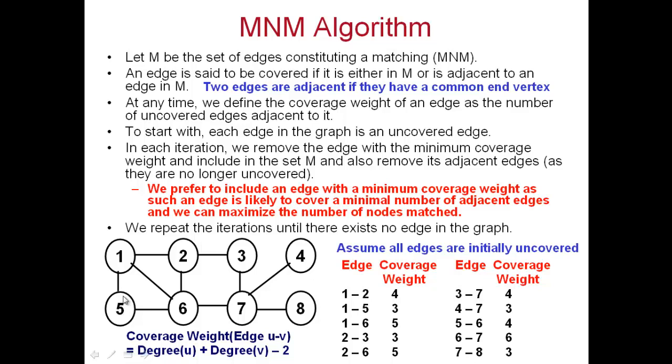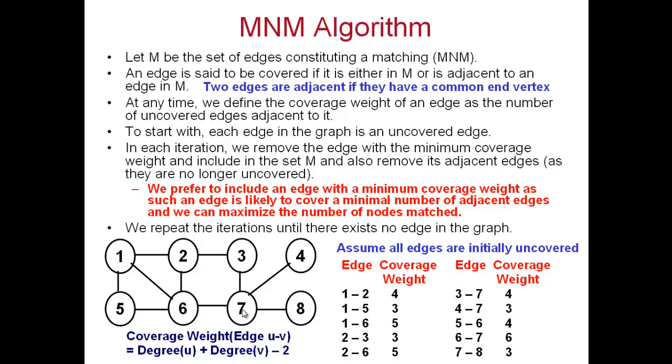Now instead of manually counting like this, we can have a simple formula to compute the coverage weight of an edge uv, and it is the degree of u plus the degree of v minus 2. So for example, the coverage weight of this edge 1, 5 is the degree of 1, which is 3, plus the degree of 5, which is 2, minus 2. So 3 plus 2 minus 2, which is 3. Now for this edge, say 3, 7, its coverage weight is going to be degree of 3, which is 2, plus degree of 7, which is 4, minus 2. So 2 plus 4 minus 2, which is 4, is the coverage weight of this edge 3, 7.